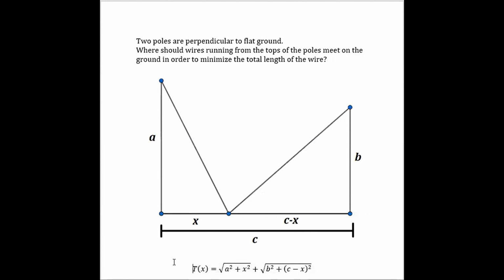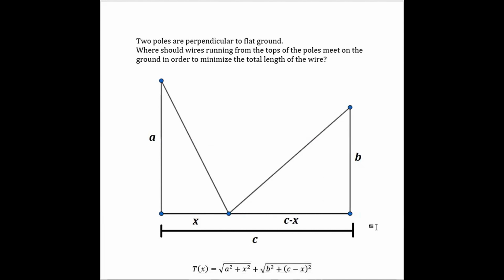Because we are dealing with right angles and therefore right triangles on the left and on the right, I've applied the Pythagorean theorem. The square root of a squared plus x squared is the length of the hypotenuse of the triangle on the left. It is also the portion of the wire that goes from the top of the pole with height A to the meeting point on the ground. And so similarly, this is the length of this portion. And we want to minimize the total length of the wire used.